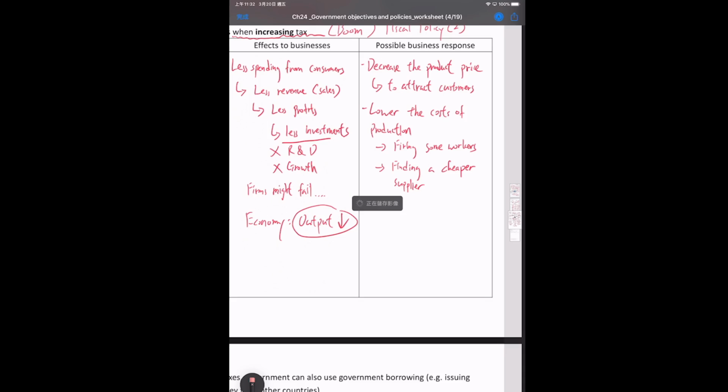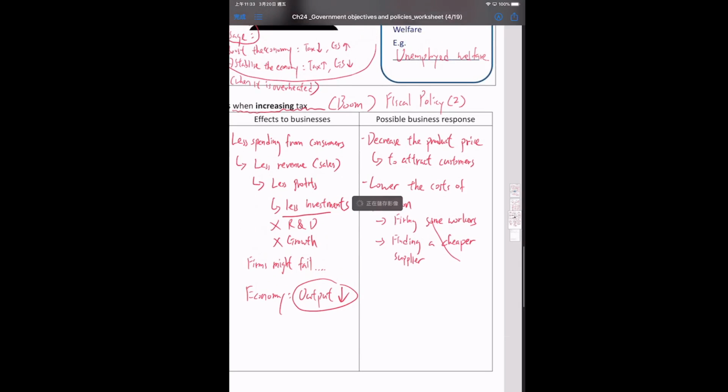I think that's all for here. There are too many different examples, so I'm going to stop it here. So that's fiscal policies. I'll clean that up later. So that is fiscal policy.